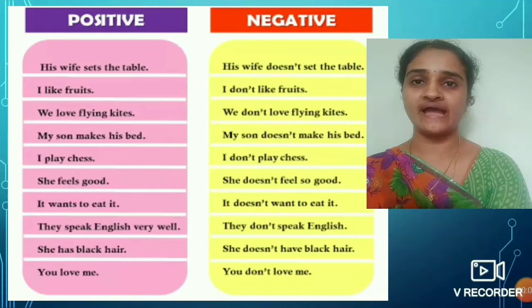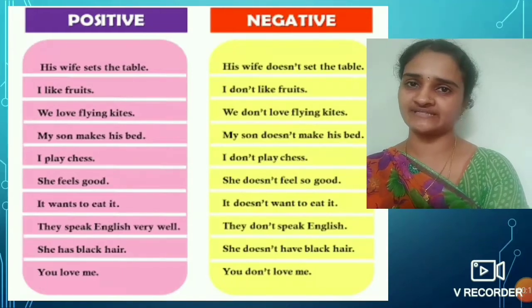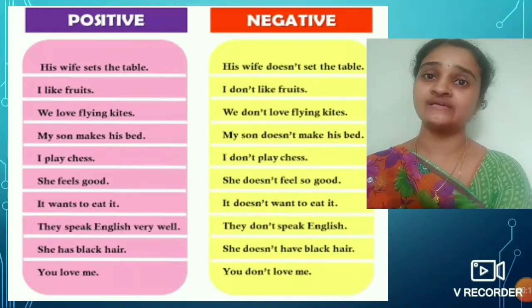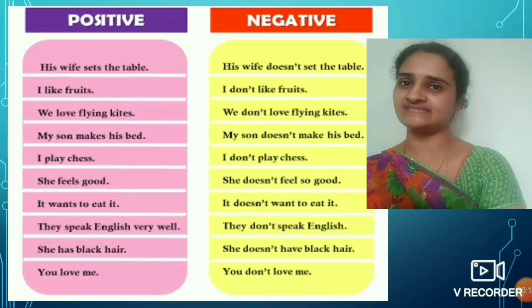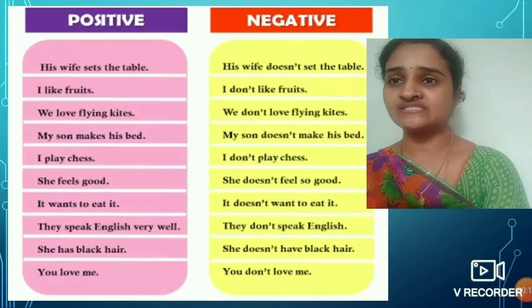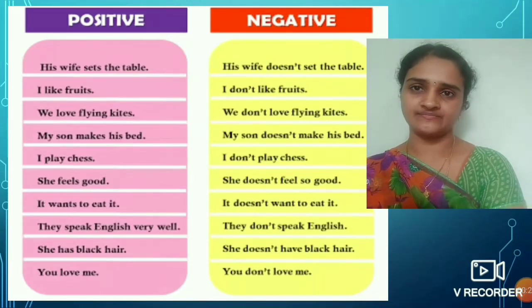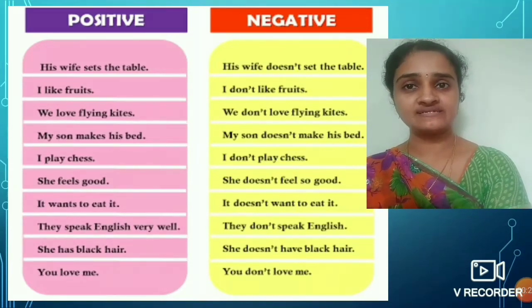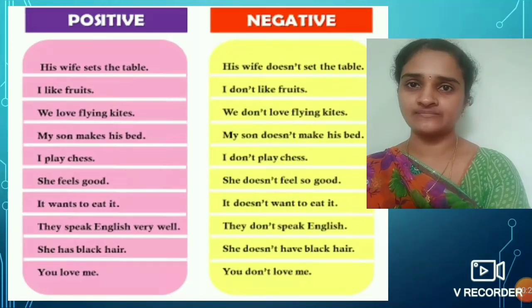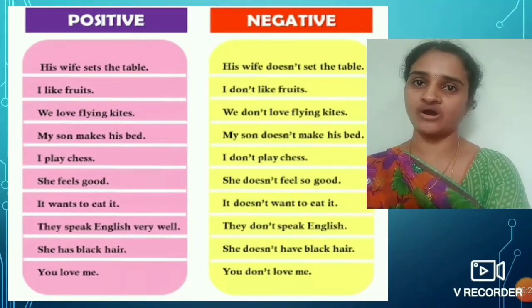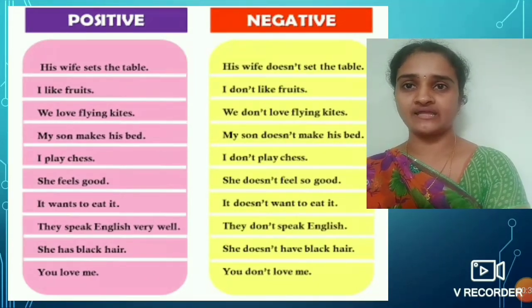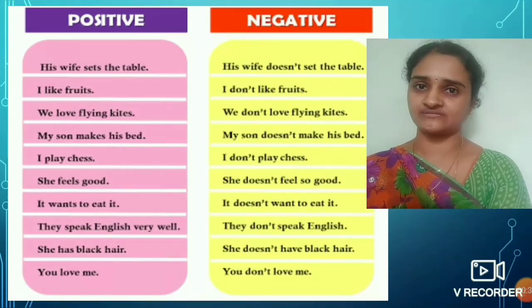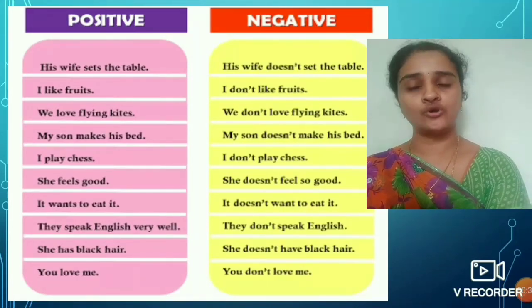Children, if you add not to a positive sentence, then it becomes a negative sentence. Now, let us have a look at these examples. His wife sets the table. His wife doesn't set the table. Children, doesn't is the short form of does not. Now, look at the second one. I like fruits. I do not like fruits. Do not can be written as don't.